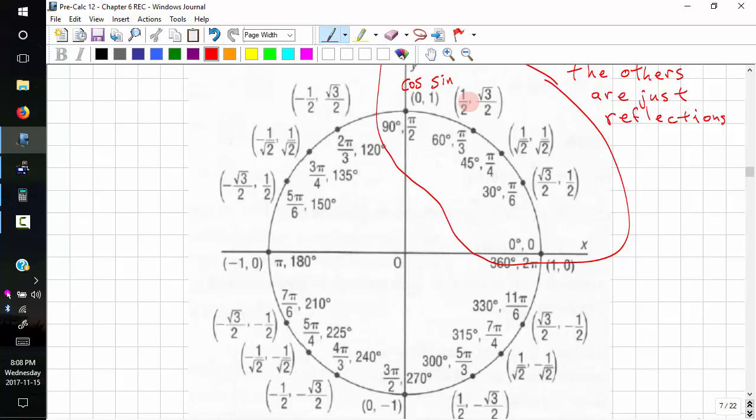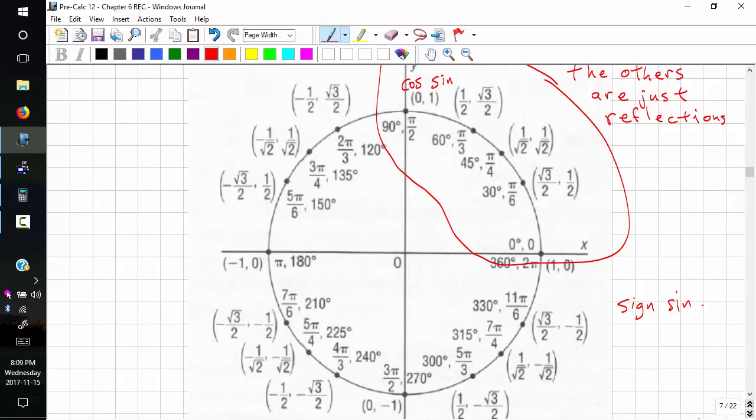But notice the symmetry. We have a half, a half, a half, a half. We have root 3 over 2, root 3 over 2, root 3 over 2, root 3 over 2. However, there's a negative sign here for the cosine, a negative sign here for the cosine, a negative sign here for sine, and a negative sign here for sine. Okay, and we see 1 over root 2, negative 1 over 2, negative 1 over root 2, 1 over root 2, 1 over root 2, 1 over root 2, negative 1 over root 2, negative 1 over root 2.